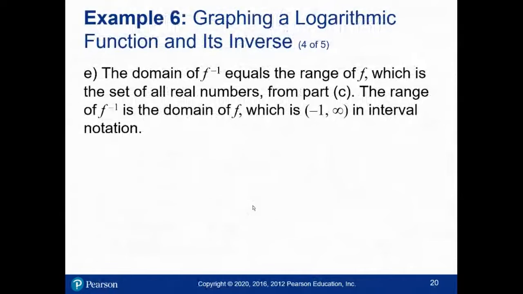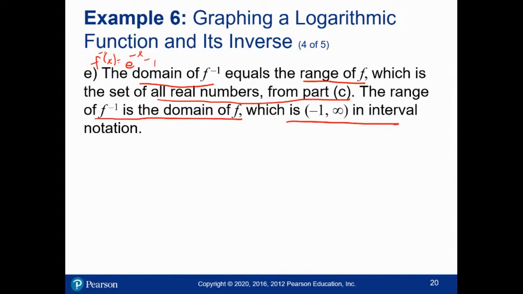Okay, the next part was find the domain of f inverse, but we already found the range of f. Okay, so we had f inverse was e to the minus x minus 1. We could ask what's the domain of this, what's its range, etc., but we really don't want to, because we already know the answer. The domain of the inverse function will be the range of the original, which we already determined was all real numbers. Similarly, the range of the inverse is the domain of the original, which we already determined in part C. It's everything bigger than minus 1.